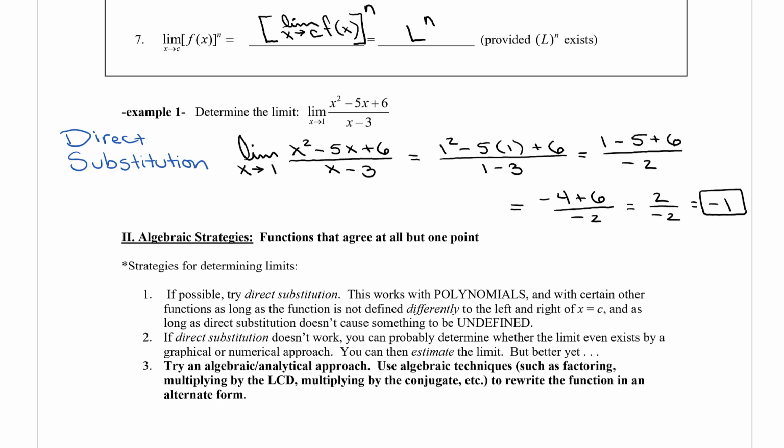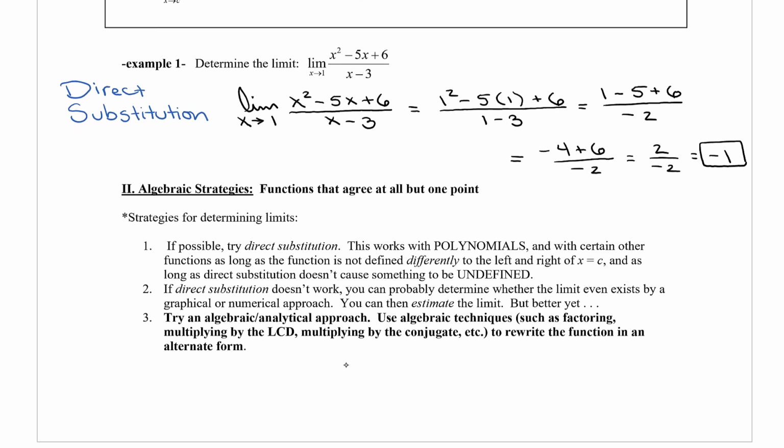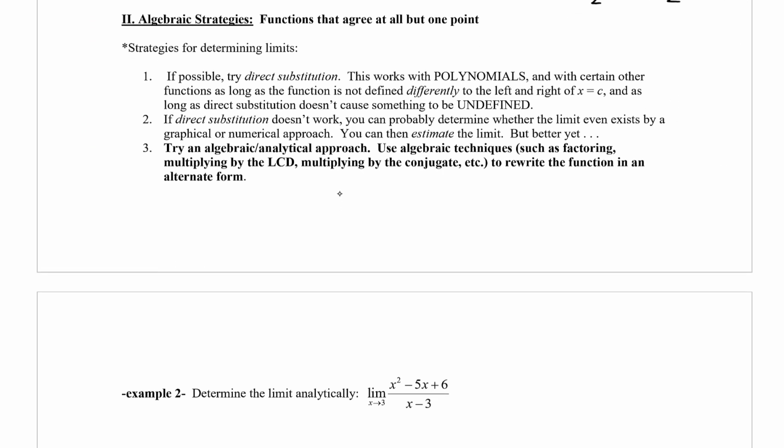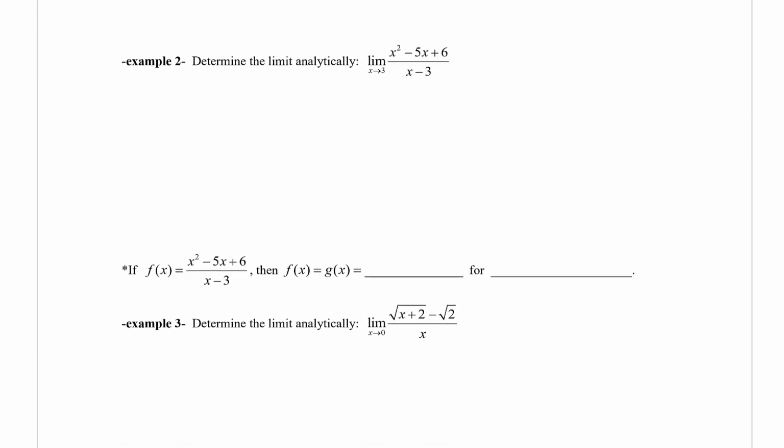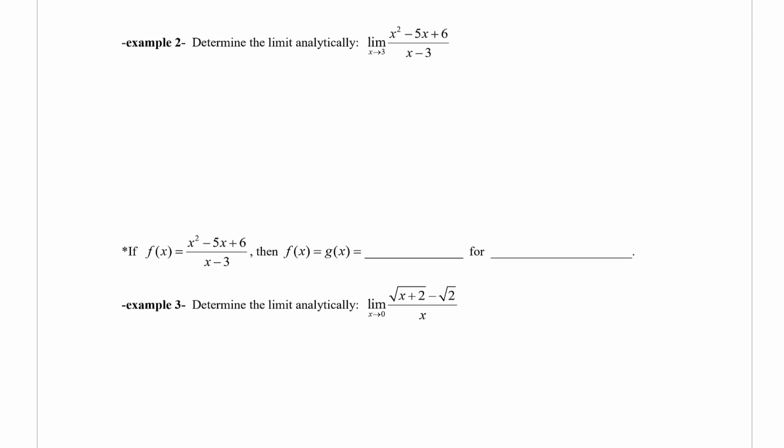3. Try an algebraic or analytical approach. Use algebraic techniques such as factoring, multiplying by the LCD, multiplying by the conjugate, etc. to rewrite the function in an alternate form. Example 2. Determine the limit analytically. The limit as x approaches 3 of x squared minus 5x plus 6 all over x minus 3.